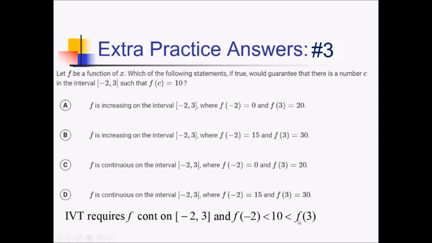But let's just consider choice D. We're starting at 15, ending at 30. We're not guaranteed to go back down and hit 10 going between these y values. So then we have to go with choice C, 0 to 20.